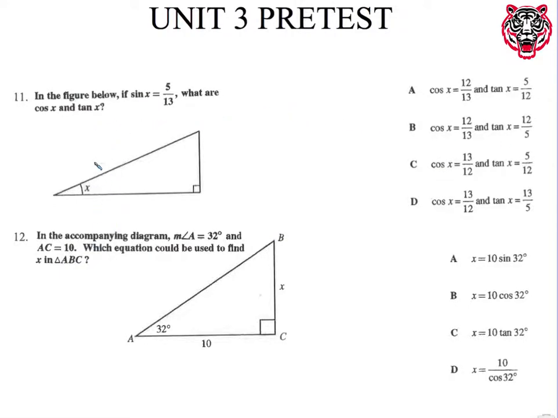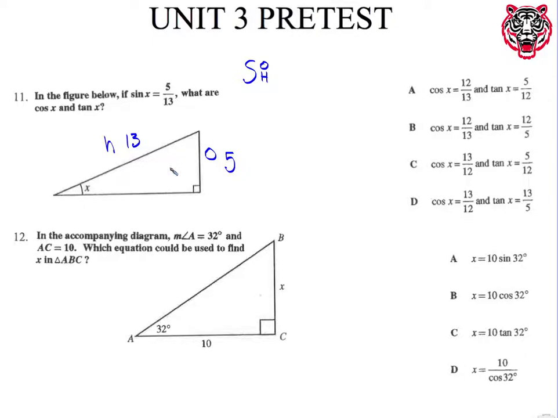Most people got this page pretty correct, I'm not saying everyone, but this one had a higher percentage on average. So in the figure below, if sine of x is equal to 5 over 13, what are the cosine and tangent of that x? So sine is opposite over hypotenuse. So opposite is over here. This is opposite. This is hypotenuse. So this means this is 5 and this is 13. So I need to figure out what this remaining leg is. So go ahead and draw this triangle, 13 and 5.